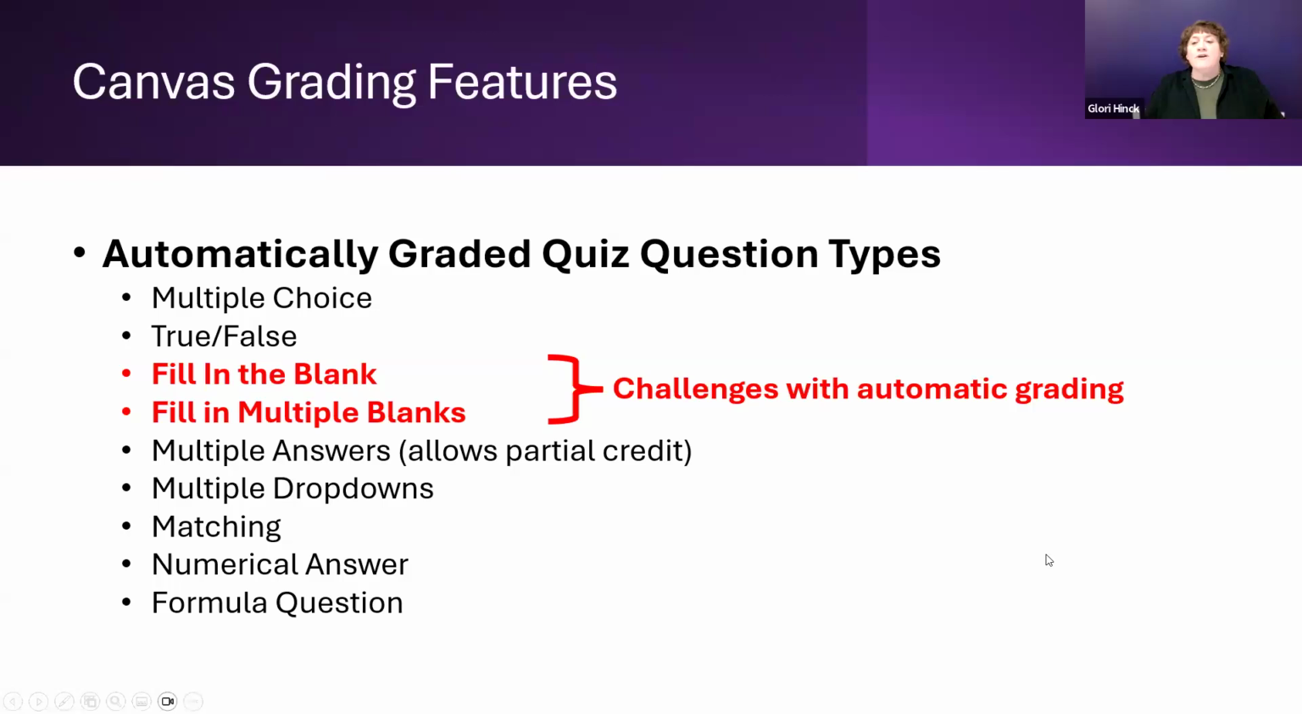So I'm wondering, I haven't explored this, but I'm wondering if there's a way to do fill in the blank questions with AI in some way. I'm sure there is. I just haven't explored it or found it yet. I would love to hear if anybody else has.